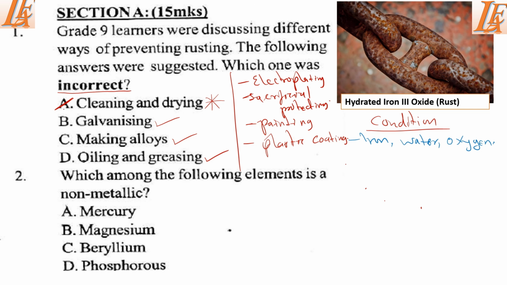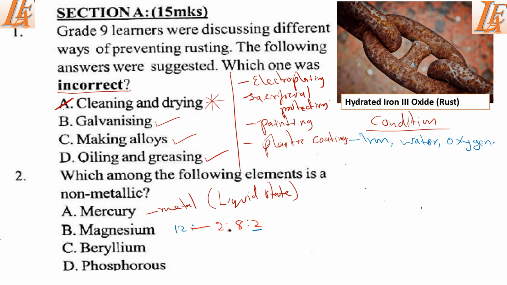The second question: which among the following elements is non-metallic? In this case, we have metals, but there is one which is non-metallic, and we are required to identify it. Mercury is a metal, but it's in liquid state. Mercury is the only metal in liquid state. The second one is magnesium. Magnesium is among the first 20 elements, and its atomic number is 12. If we write its electron arrangement, it is 2, 8, 2.